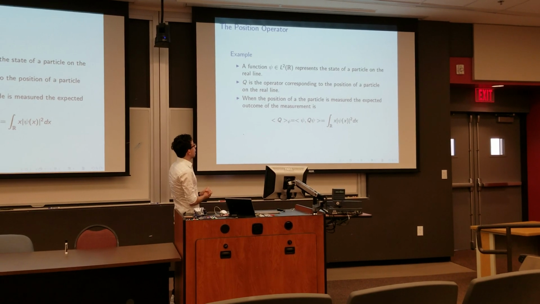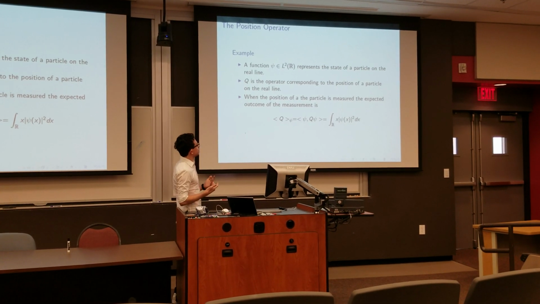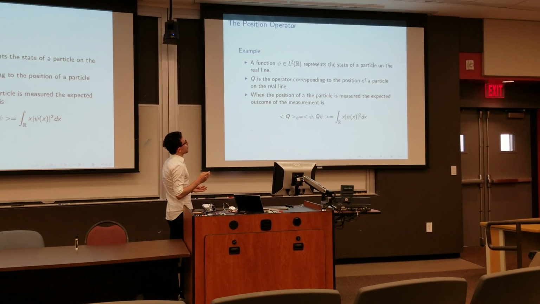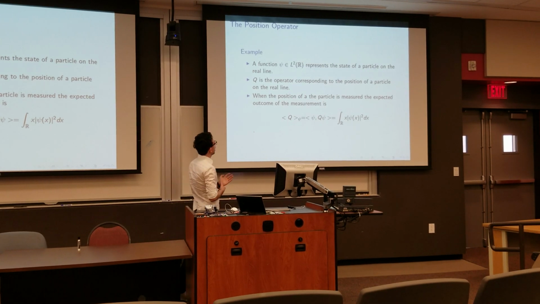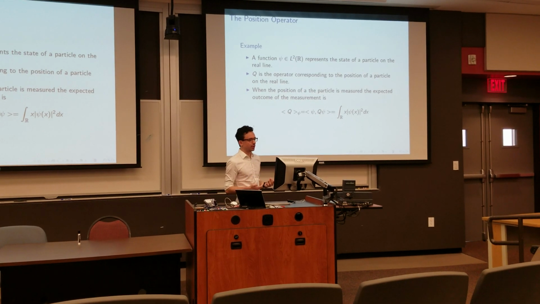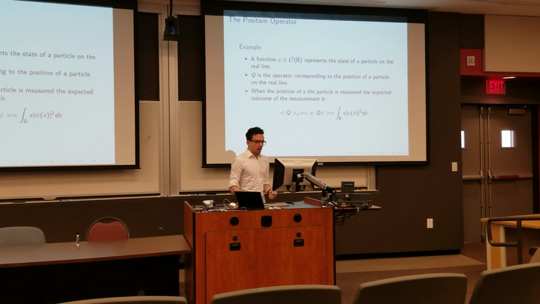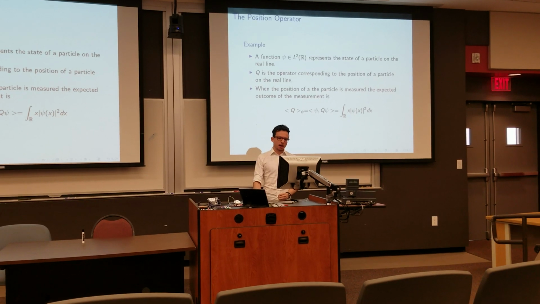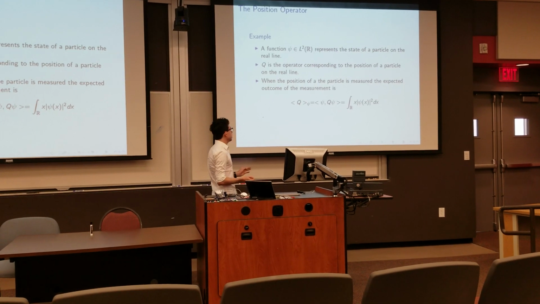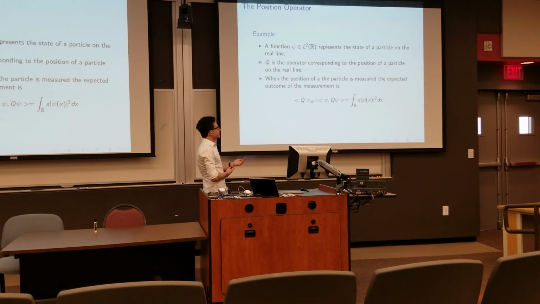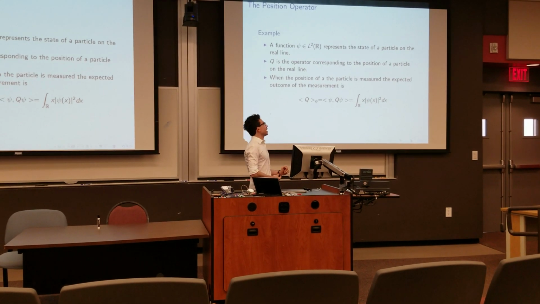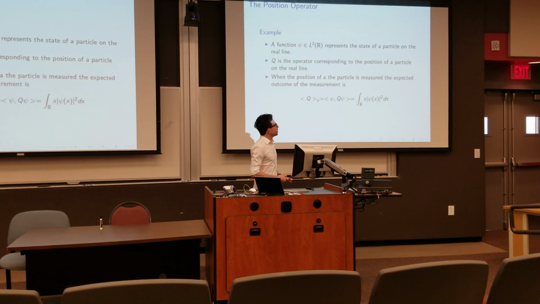An example of a Hilbert space is L2 of R. The states in L2 of R represent the state of a particle on the real line. The position operator corresponds to the observable that is the position of the particle on the line. Given some state phi that a particle is in, when we measure the position, the expected outcome of the position is given by that integral, the integral of x times the magnitude of phi squared.